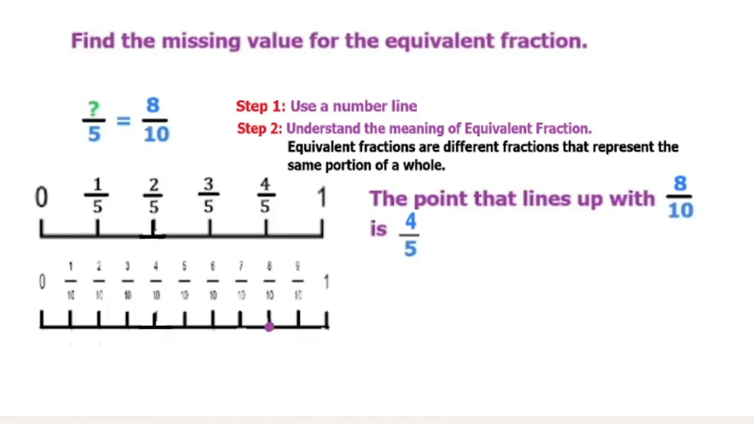So this number line shows 8 over 10, and this one shows 4 over 5. So finally, we know that the missing value is 4. Okay, so 4/5 is the same as 8 over 10, and that's how you find the equivalent fraction.